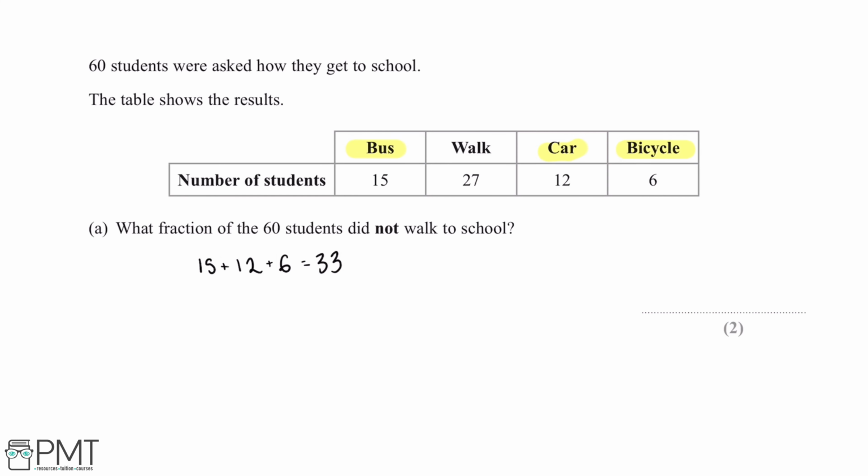However, we want to work out what fraction of the 60 students did not walk to school. And this means that 33 out of 60 students did not walk to school. Now this question's worth 2 marks. We'll get our first mark for this calculation to work out the number of students who didn't walk to school, and the second mark for the correct answer.